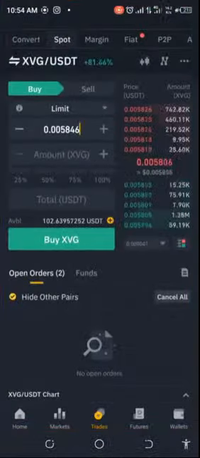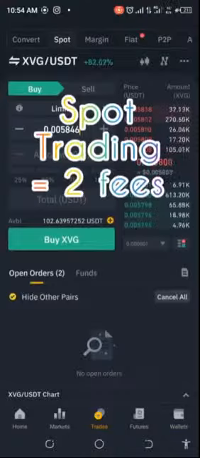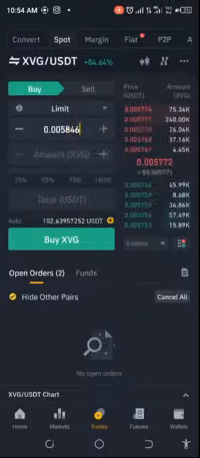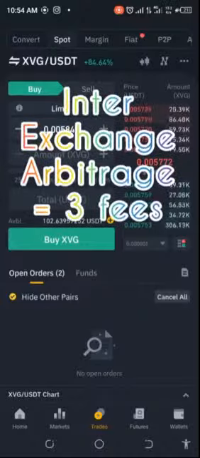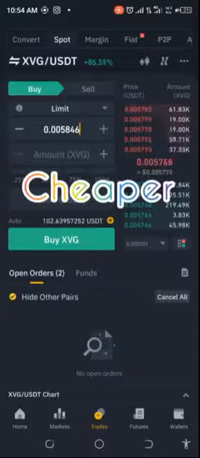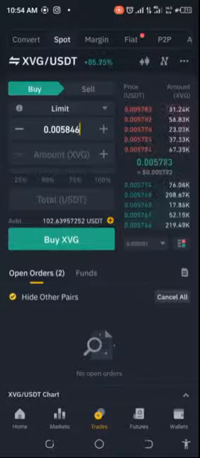And the good thing about it is that when you're doing spot trading, you only have 2 trading fees to pay. If you're doing triangular arbitrage, you've got 3 trading fees to pay. If you're doing inter-exchange arbitrage, you're going to have 2 trading fees to pay and 1 transfer fee. That means you're going to have 3 different sets of fees. So just look at it. In spot trading, you'd have 2 trading fees to pay. In triangular arbitrage, you have 3 trading fees to pay, and in inter-exchange arbitrage, you also have 3 fees to pay. So this is actually much, much cheaper to execute in terms of the fees that go into it.